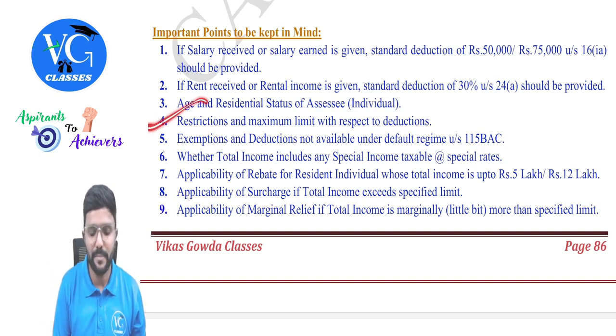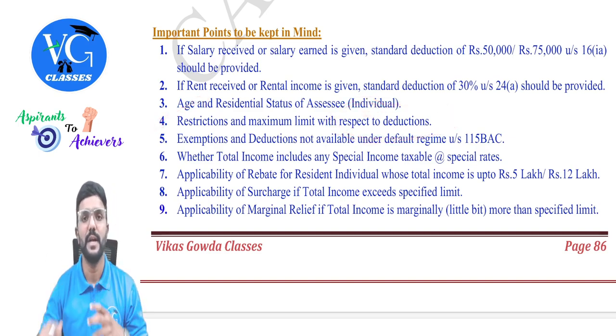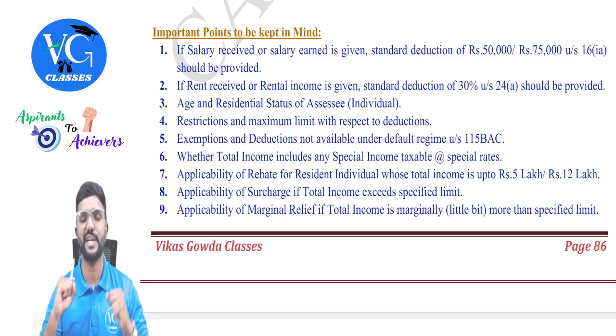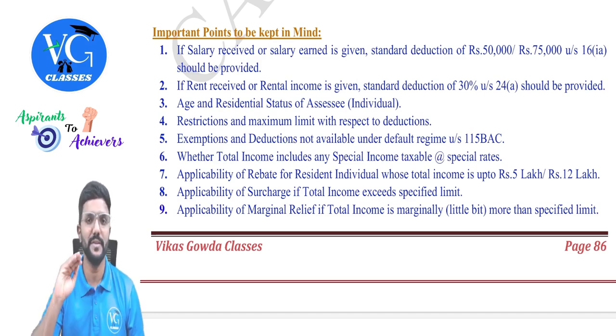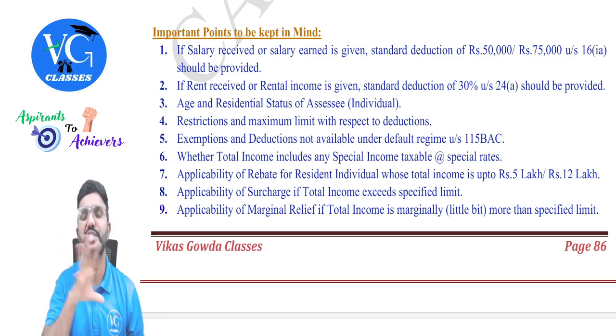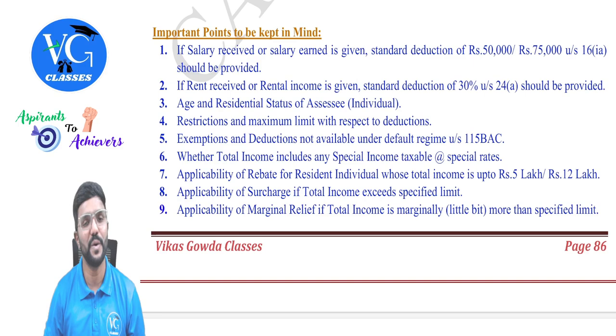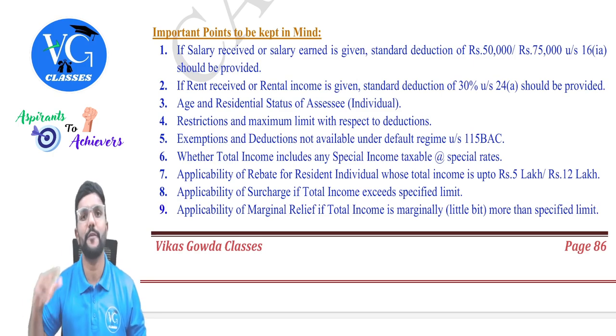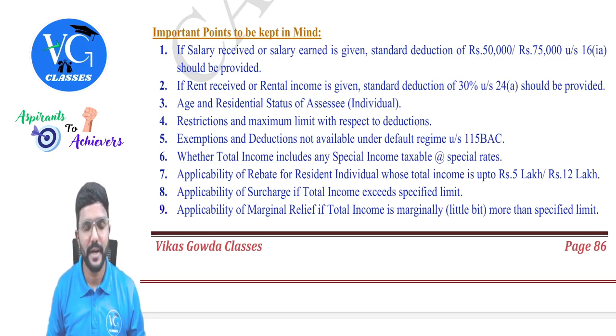Then restrictions and maximum limit with respect to deductions. For most of the deductions under chapter 6A or any other deductions also, there will be a maximum limit, guys. So please take care of it because normally they will test you on that. They will give an amount more than that, but you have to restrict it. For example, under section 80C, what is the maximum deduction which is allowed? 1,50,000. Whereas under section 80D, the maximum is 25,000 or 50,000. Correct? Yes.